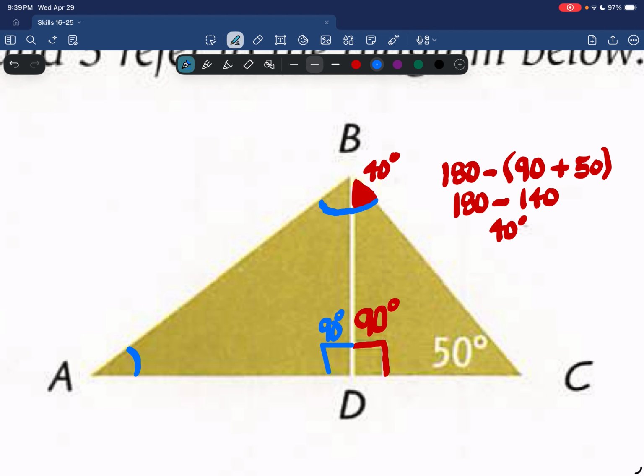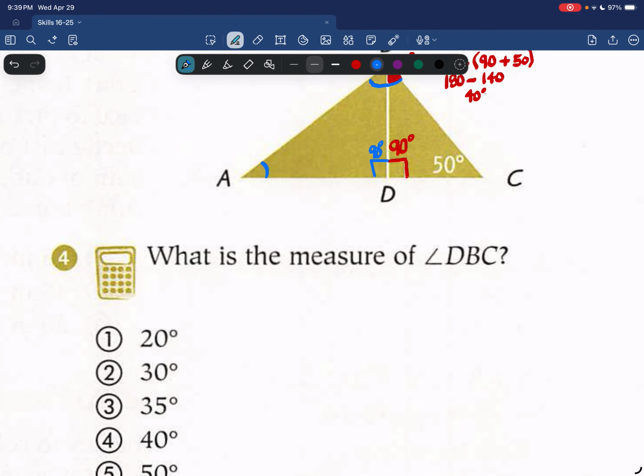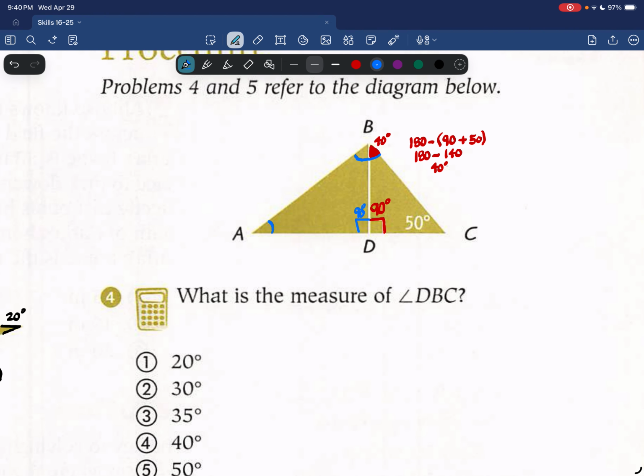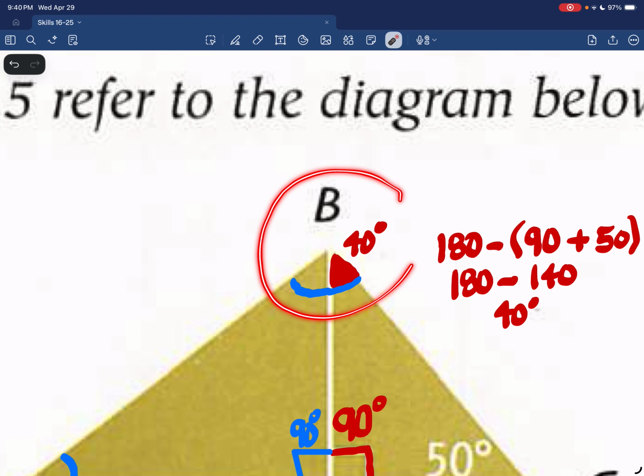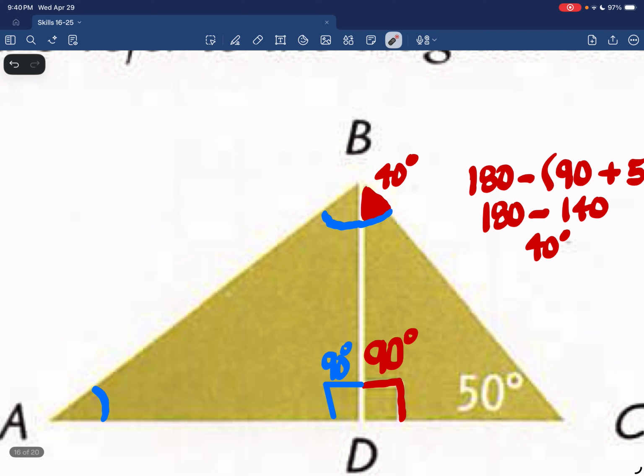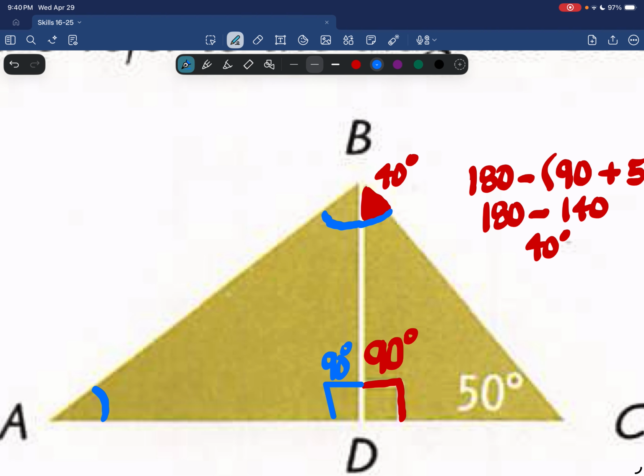All right, now let's look at our question. What is the measure of angle DBC? Delta Bravo Charlie. And Bravo's in the middle, so that's the angle we're looking for. So let's zoom in here and take a look at angle B. I know part of it, but I don't know the rest of it. If I knew A, I could figure it out, but I don't know A. Here's the problem. We have a question mark here and here, and you can only have one.